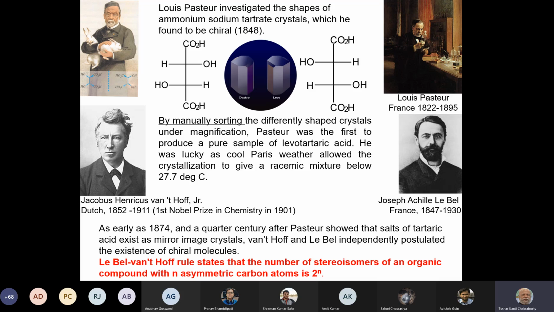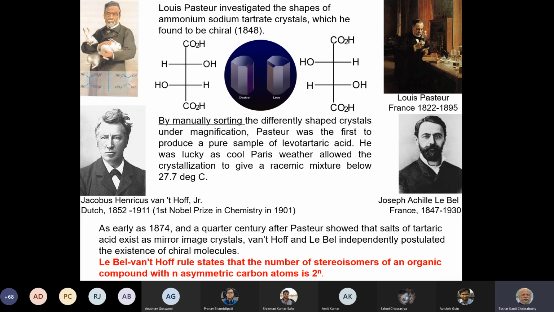But under certain conditions, possibly when he tried to crystallize, and that condition was favorable for him, they separated out as a pure crystal in a pure enantiomeric form. And then he measured the optical rotation for these compounds and found out they are two different molecules. And that was in 1848. I think that was first reported.